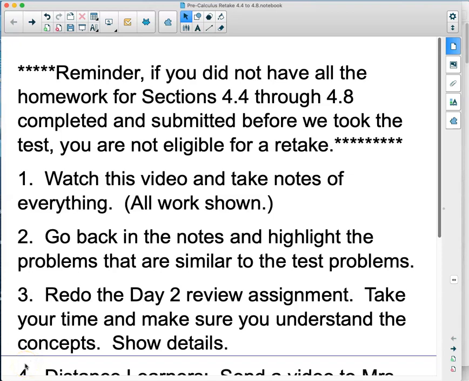This is the retake video for pre-calculus for the test of sections 4.4 to 4.8, where we had skipped section 4.6. So here's what you need to do if you want to retake. First, you have to check and make sure that you had all of your homework in. Check campus, and you'll see whether or not you had all 2s in there.